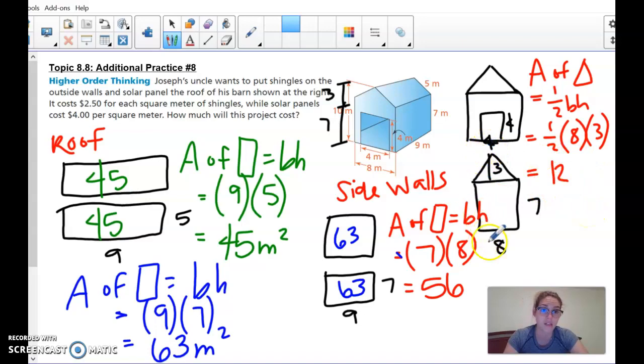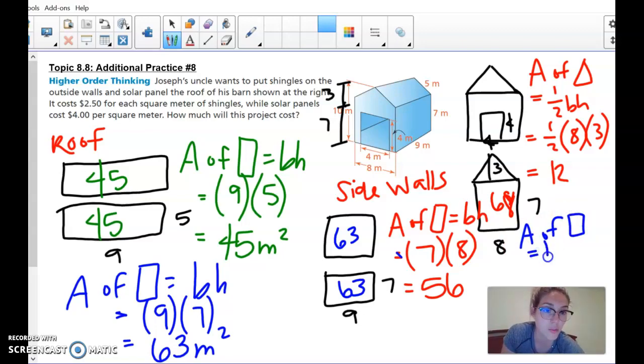Now for this bottom piece, I just add those together, and that's going to be my surface area. 12 plus 56 is going to be 68. So that guy is 68. And then my last one up here, I just have the same thing, 68, but I have to take out this square. So now if I find the area of that square, my final square is equal to base times height, which is equal to 4 times 4, and that is 16.